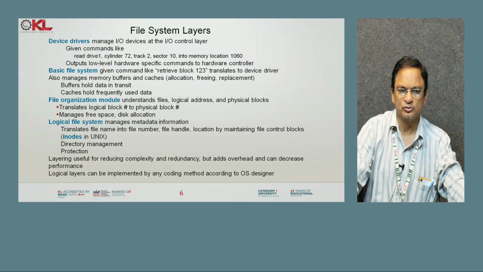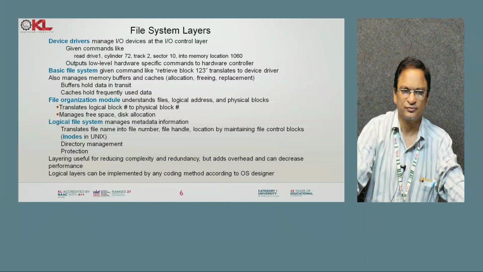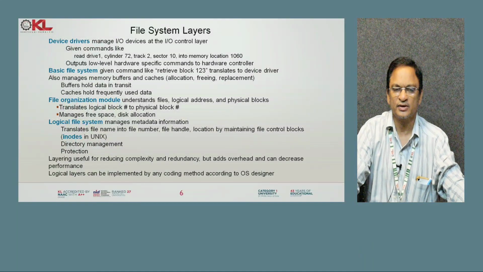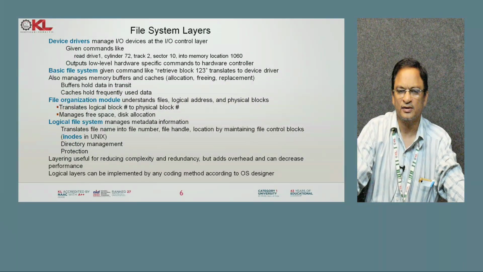And the file organization module understands the file's logical addresses and physical blocks where exactly the files were stored, and it translates the logical block to the physical block numbers and manages the free space and the disk location. And the logical file system manages the meta information regarding the files and translates the file name into the file number, file handle, location by maintaining the file control blocks, which are also called inodes in Unix. The file control blocks are normally called that in Windows and in any other operating system, but inodes are exclusively called in the Unix operating environment.